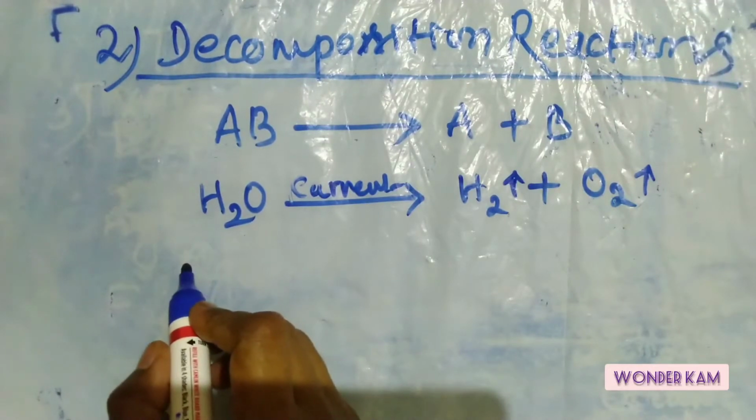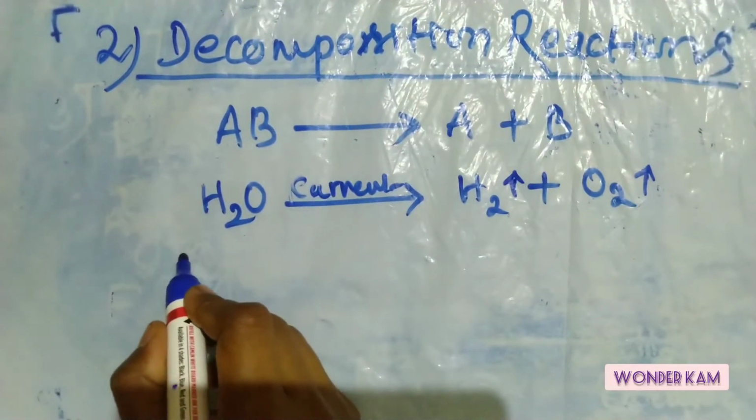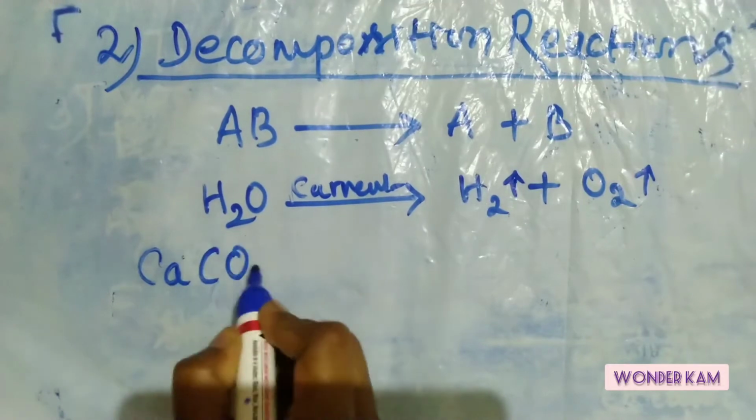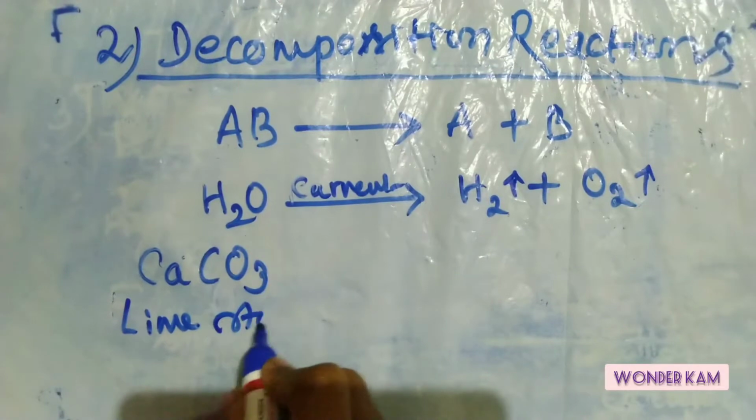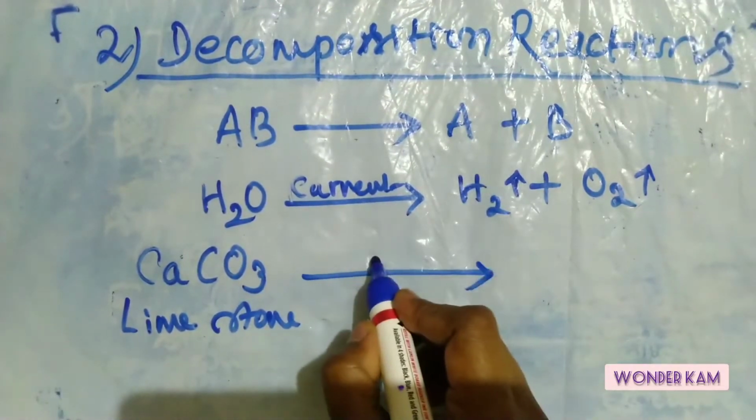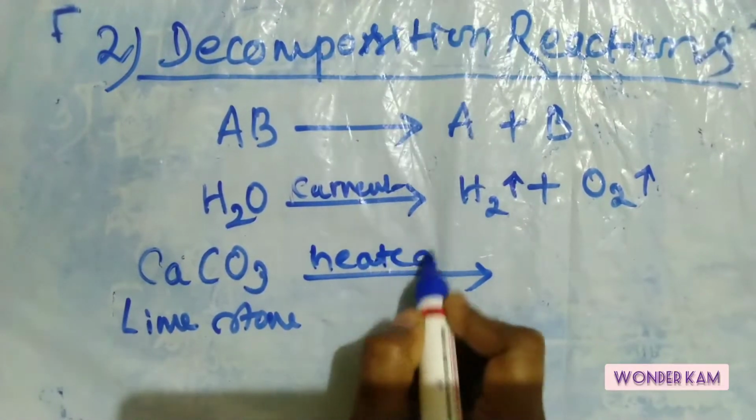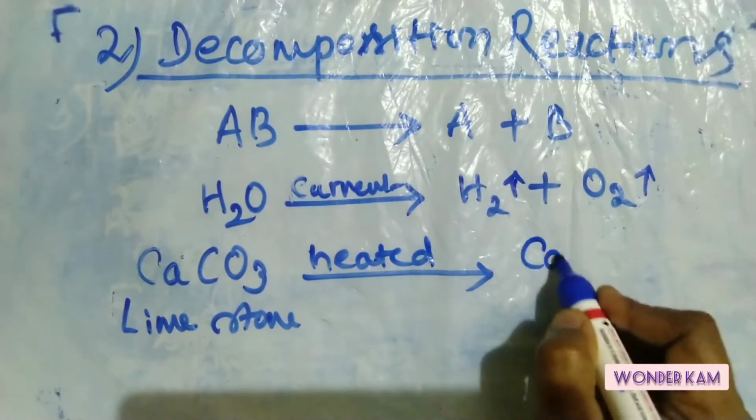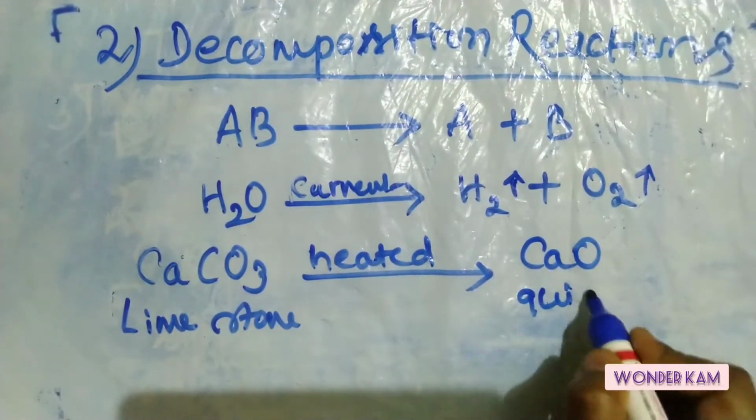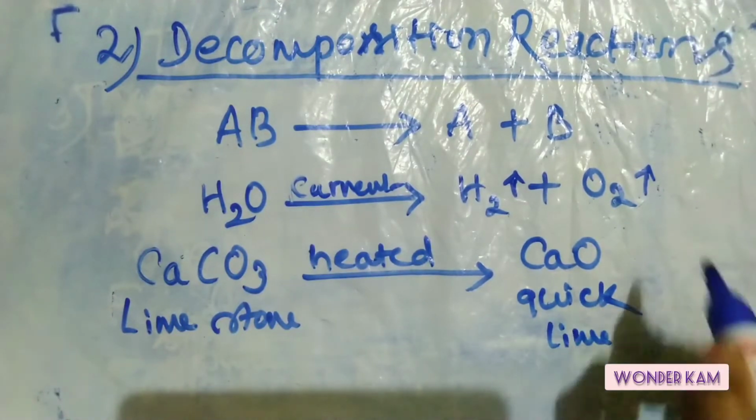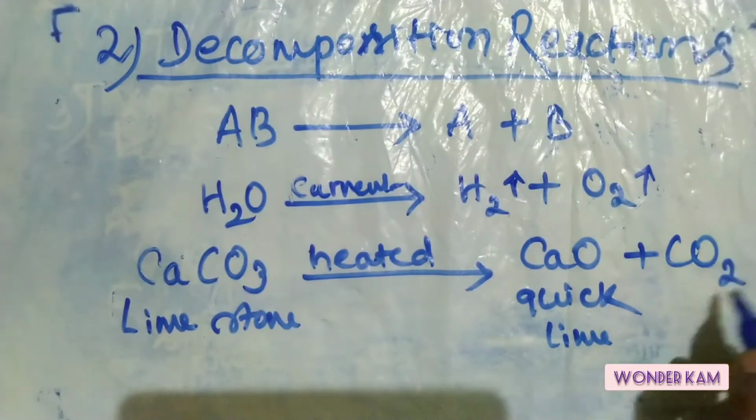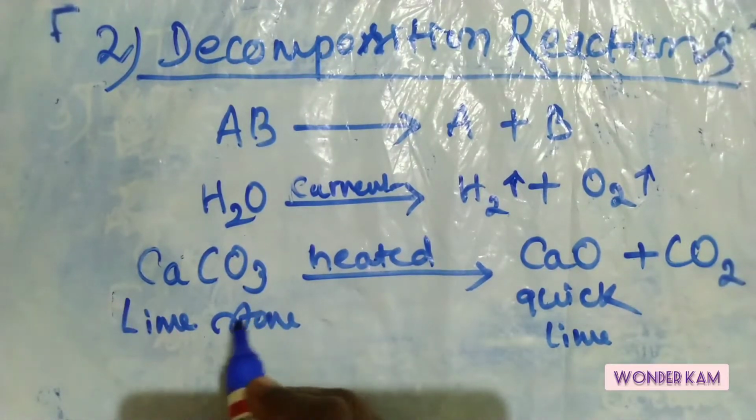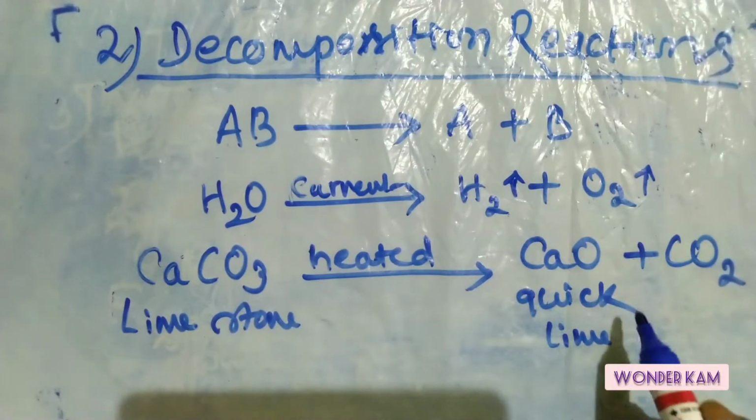Another very common example of a decomposition reaction is the decomposition of calcium carbonate. This is your limestone. When it is heated, it will give calcium oxide, that is your quicklime. You should remember this common name, quicklime, plus carbon dioxide. You know that CO2 is carbon dioxide. So when calcium carbonate is heated, it gives quicklime and carbon dioxide.